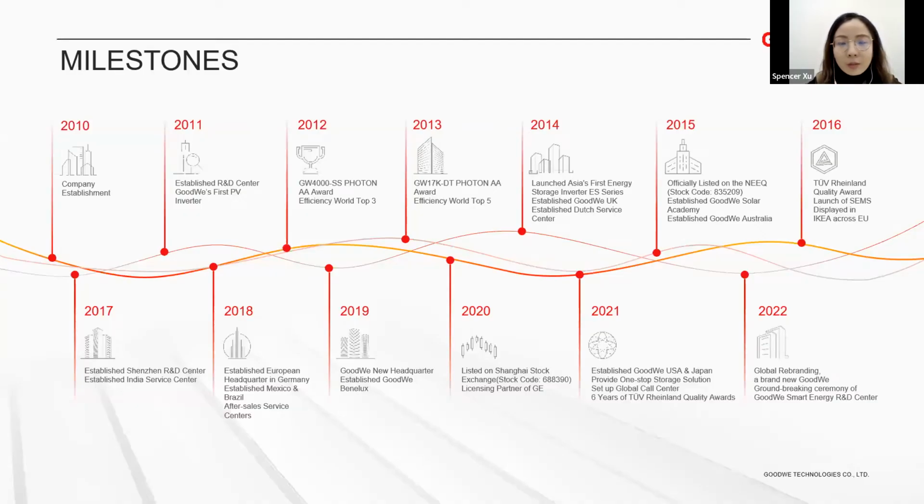Here are some milestones of GoodWe. GoodWe started our business in 2010, and we listed on the Shanghai stock market in 2020. In 2022, we had a global rebranding, a brand new GoodWe, along with the groundbreaking ceremony of the GoodWe Smart Energy R&D center.